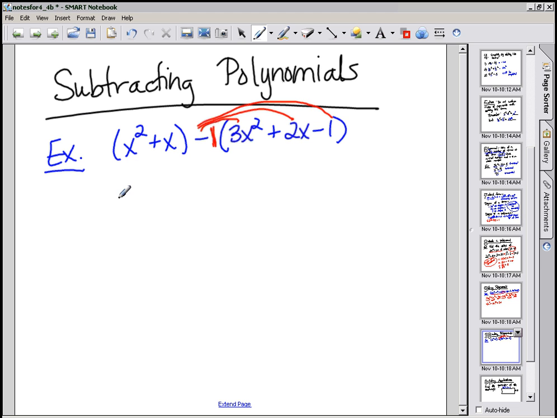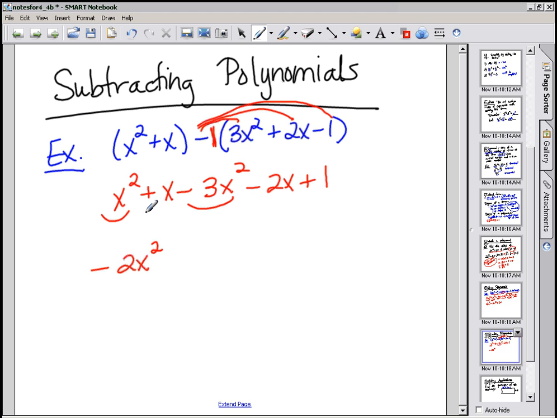So here I would have to write this as x squared plus x, then distribute my negative 1. So that would be minus 3x squared, minus 2x, plus 1. I have to distribute it to all of these terms. Now I just combine like terms. So x squared minus 3x squared is a negative 2x squared. And x minus 2x, remember 1 minus 2 is negative 1, so we can just write that as negative x. And then plus 1 doesn't have anything that is like it in the other polynomial, so it just comes down.